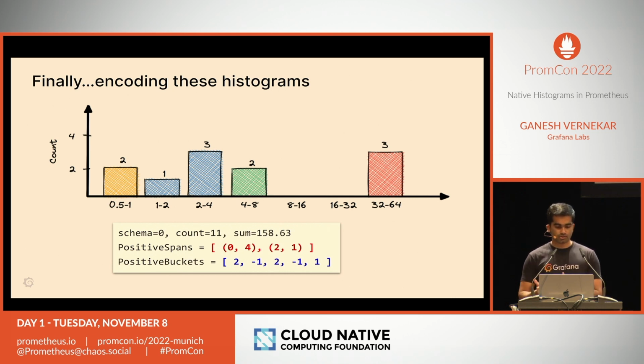We delta encode, which means if you look at 2 and the second bucket is 1, the delta is -1. So we store 2, -1, and so on. It's the delta with the previous value. So this is how we encode histograms.